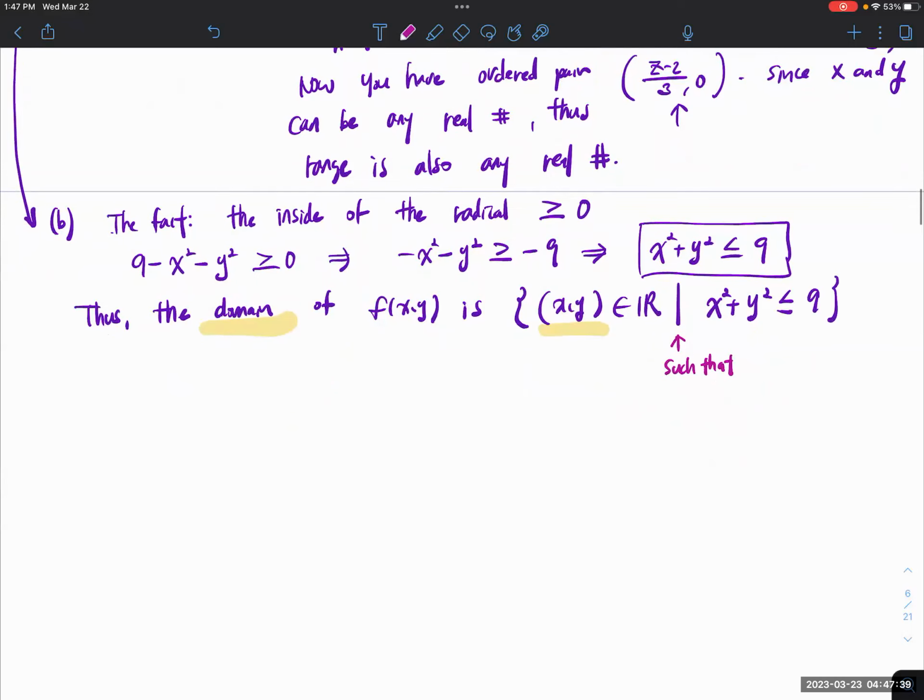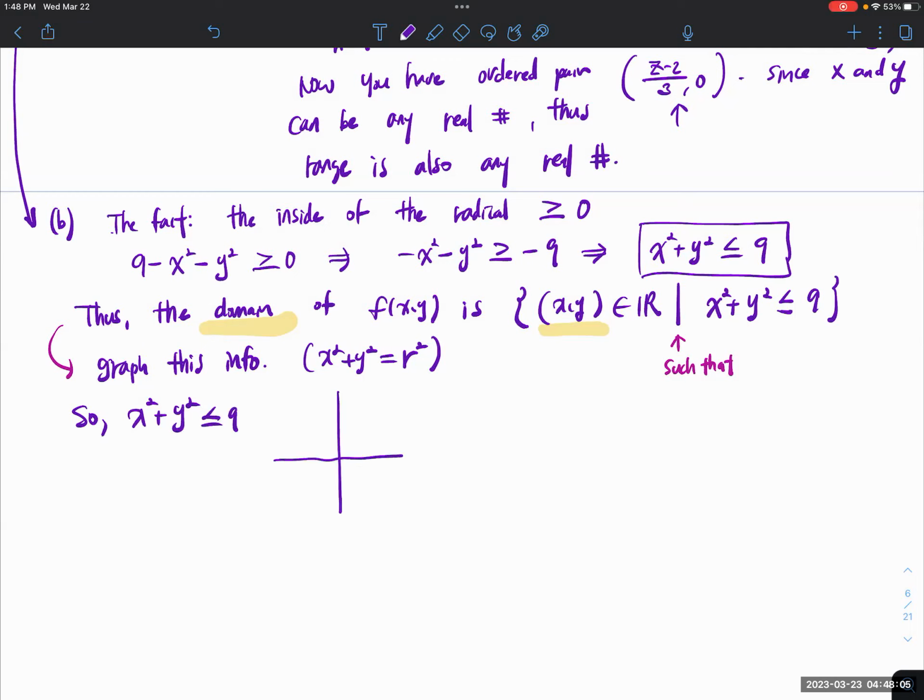Okay, so we can actually graph this information because this is a circle equation, right? According to x squared plus y squared equals r squared, this is a circle. So x squared plus y squared less than or equal to 9. We have a radius of 3: 1, 2, 3 up, 1, 2, 3 up, 1, 2, 3 left, down. This is the circle, right?